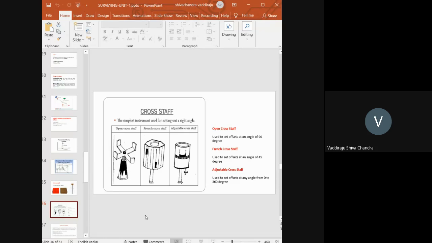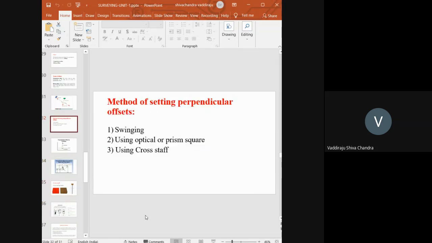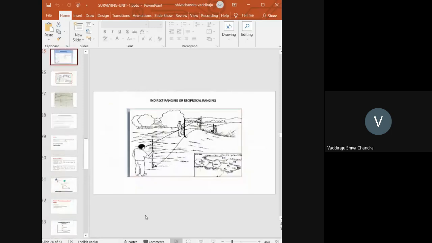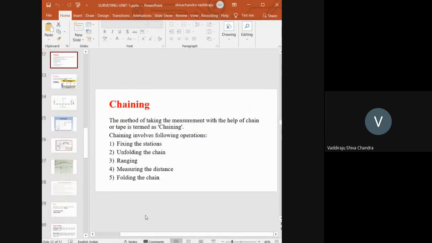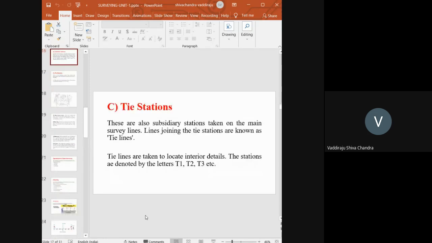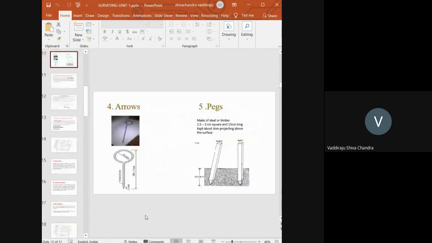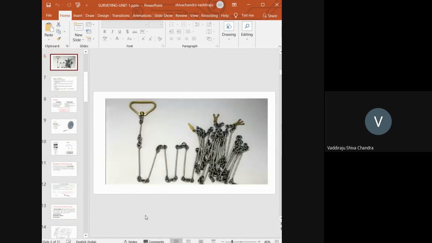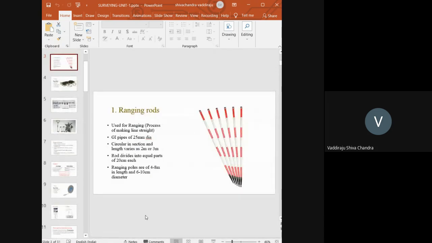Okay. So this is regarding the instruments which we are going to see in our laboratory as part of your first unit, as part of your first experiment. We are going to determine the area using a chain survey. In that, we are going to use these instruments. We are going to use the cross staff, arrows, pegs, chain and tape, and ranging rods. Using all this, you are going to do the survey in the field, divide the given area into a set of triangles or trapezoids, then take the measurements and determine the area, and so on.